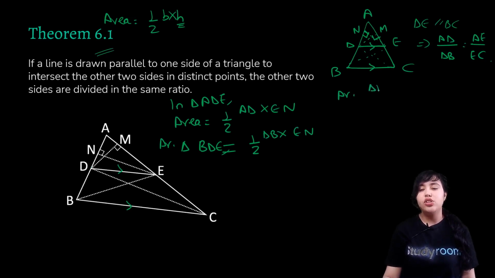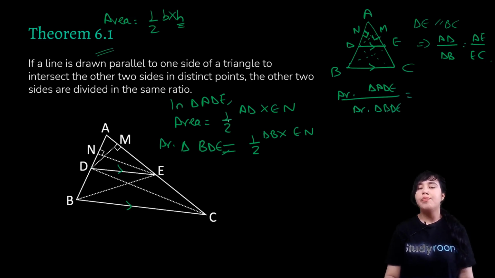Then you just take the ratios. So you take area of triangle ADE upon area of triangle BDE. If you take these ratios, you will see that 1 by 2 will cancel, and EN will cancel. You can show this working. So ultimately you will get this ratio of areas as AD upon DB. You can make this your equation number 1.